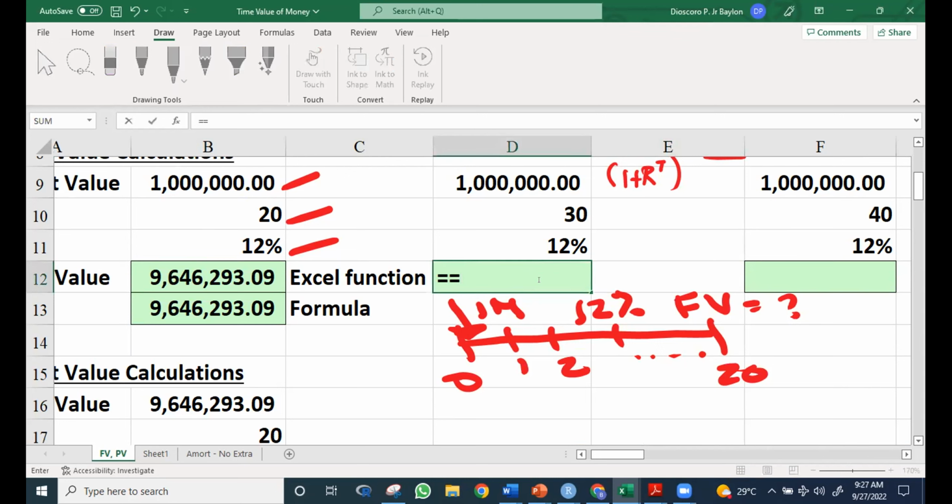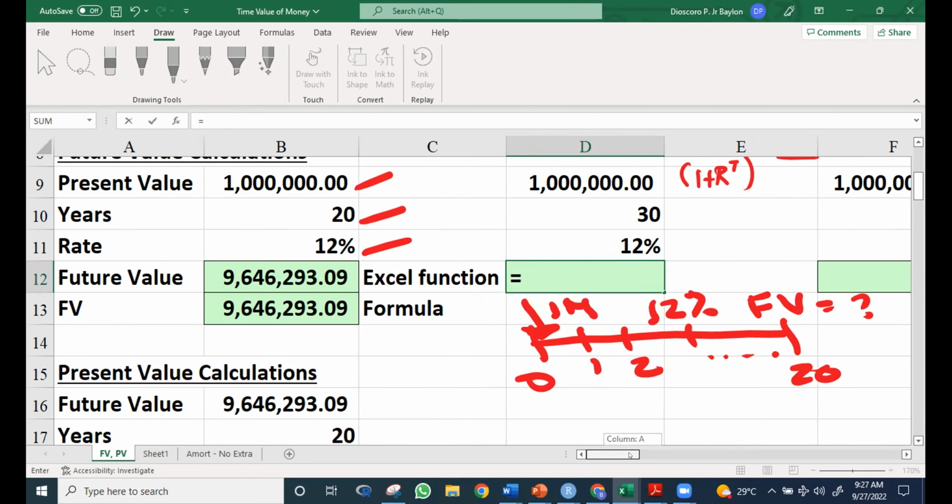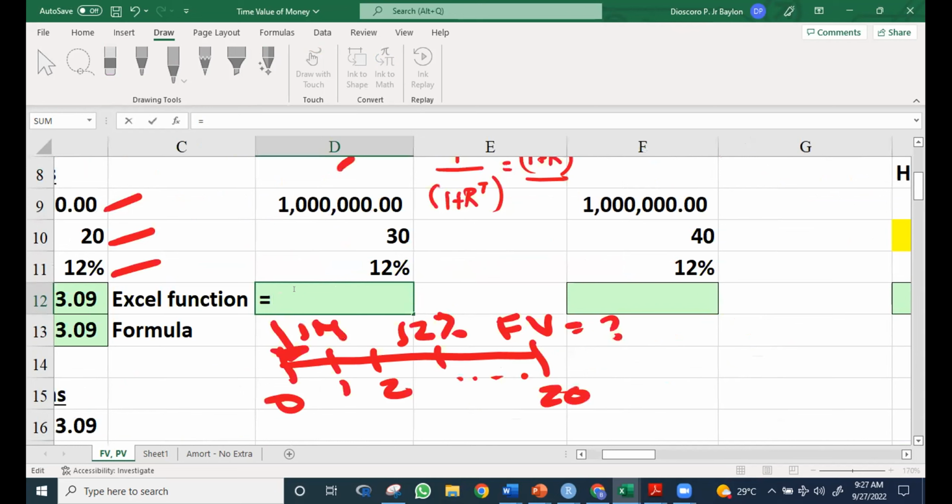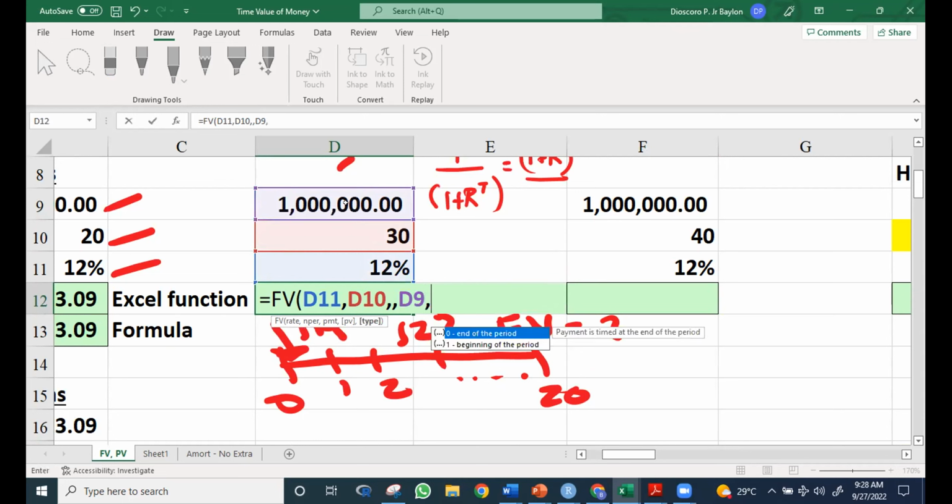So we're looking for the future value, right? We are compounding. So using Excel, the function is FV. The rate is 12%. The number of periods is 30. Since this is not an annuity, we can just ignore the PMT. And the present value is 1,000. For the type, we ignore it because the type refers to the PMT or to the annuity. And this will give us a negative value because the present value is positive.